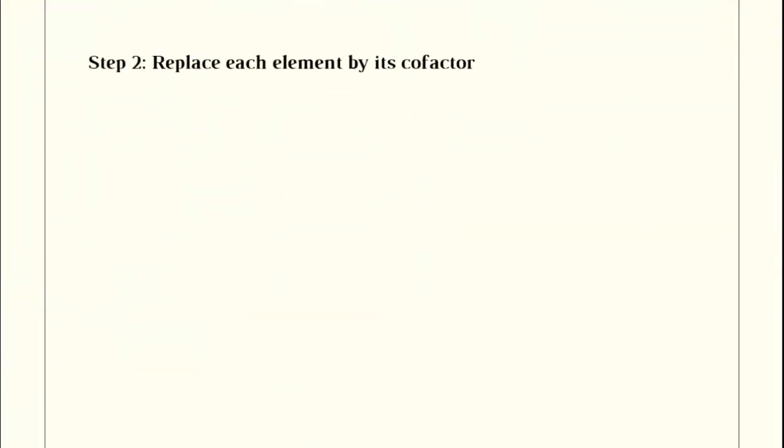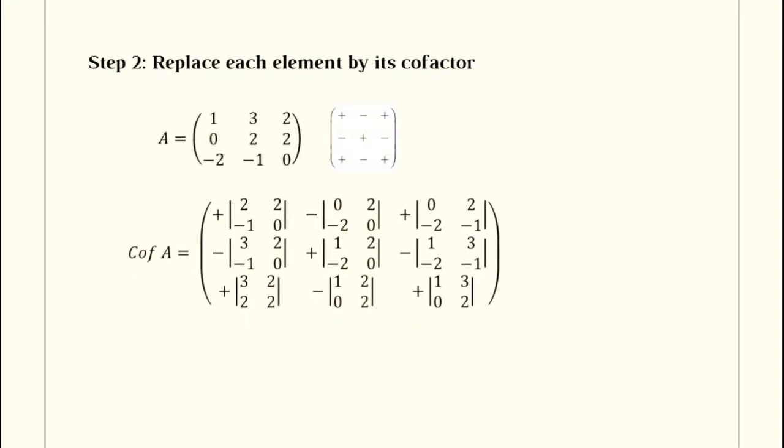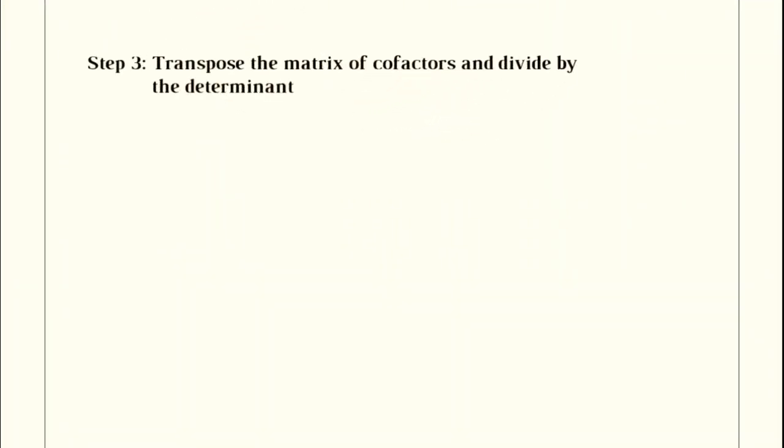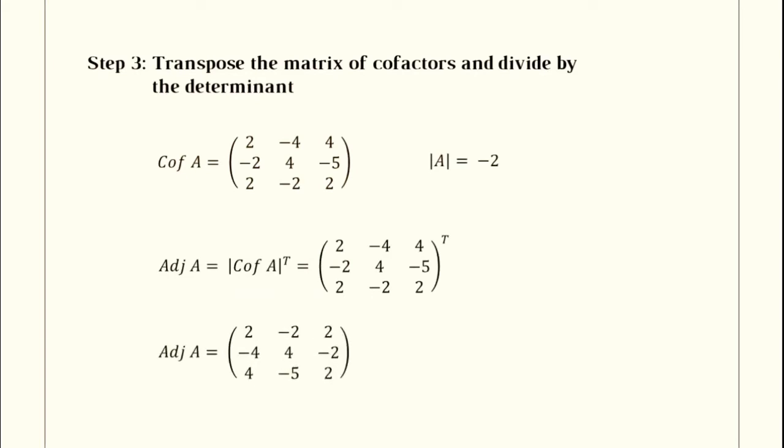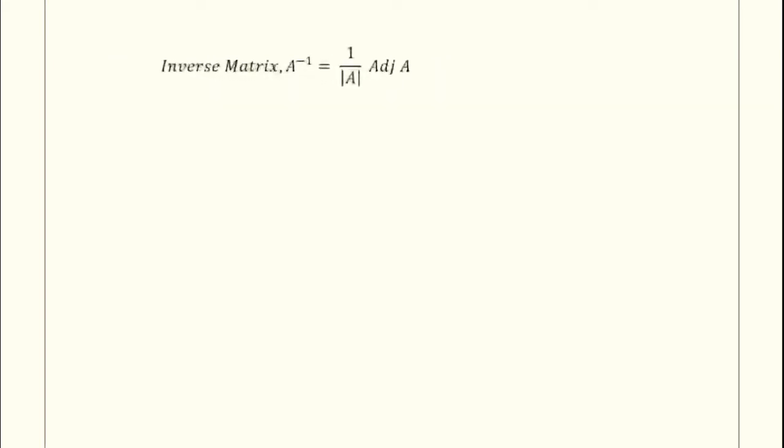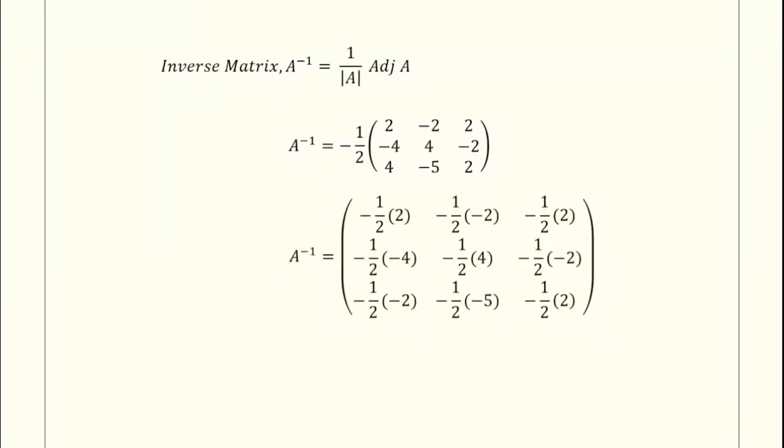Next, the second step is replacing each element by its cofactor, and we will get the cofactor of matrix A is 2, -4, 4, -2, 4, -5, 2, -2, and 2. After finding the cofactor of matrix A, we need to transpose it by interchanging the corresponding rows and columns. We will get the answer adjoint A as shown here. The final step is finding the inverse matrix. We can calculate the inverse of matrix A by multiplying 1 over the determinant that we calculated earlier with adjoint A. And the final answer for inverse matrix A will be -1, 1, -1, 2, -2, 1, -2, 5 over 2, and -1.